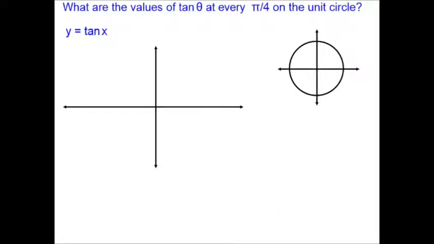Okay, so in order to figure out exactly why tangent looks the way it does, let's take a look at some of the values of tangent theta at every pi/4 on the unit circle. For instance, starting out at 0, tangent of 0 is actually 0. So for that previous graph, you can see that's why it passes through the origin. Okay, and I'm picking pi/4 because tangent of pi/4 is equal to 1. So I'm going to use a little tick mark here on my graph.